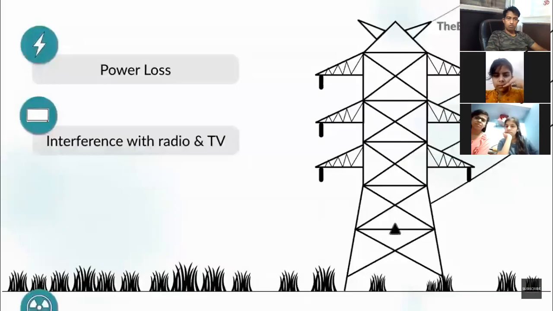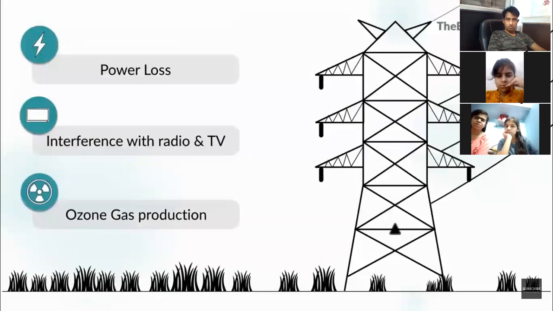The next is ozone gas. Yes, corona also produces ozone gas, which can reduce the life of the insulator and the conductor. And hence, ignoring corona is not at all a good idea. So, what to do? Of course, we cannot 100% avoid corona, but we can definitely minimize it.